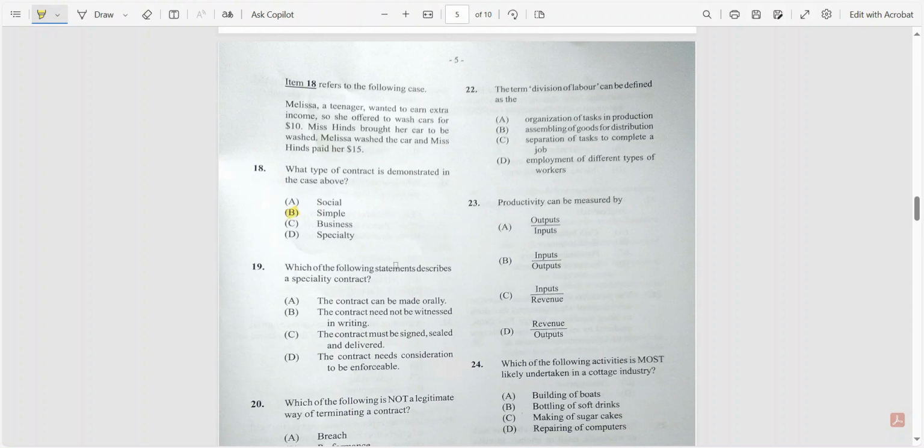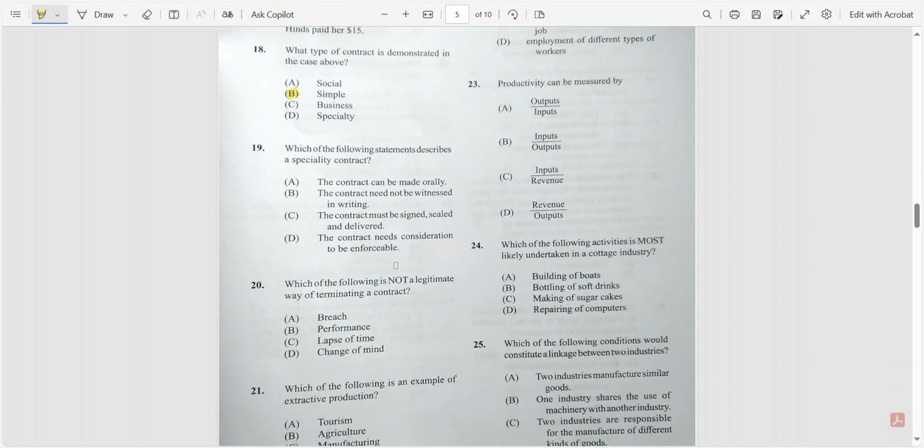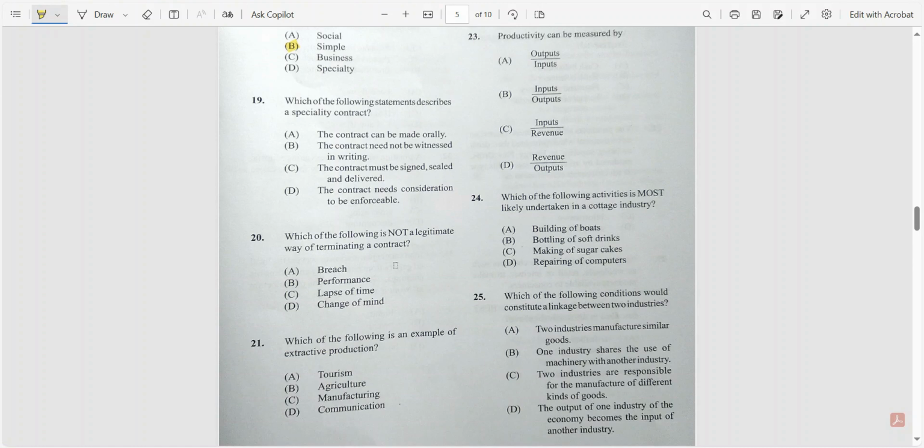Which of the following statements best describes a specialty contract? The contract can be made orally. The contract need not be witnessed in writing. The contract must be signed, sealed, and delivered, or the contract needs consideration to be enforceable.